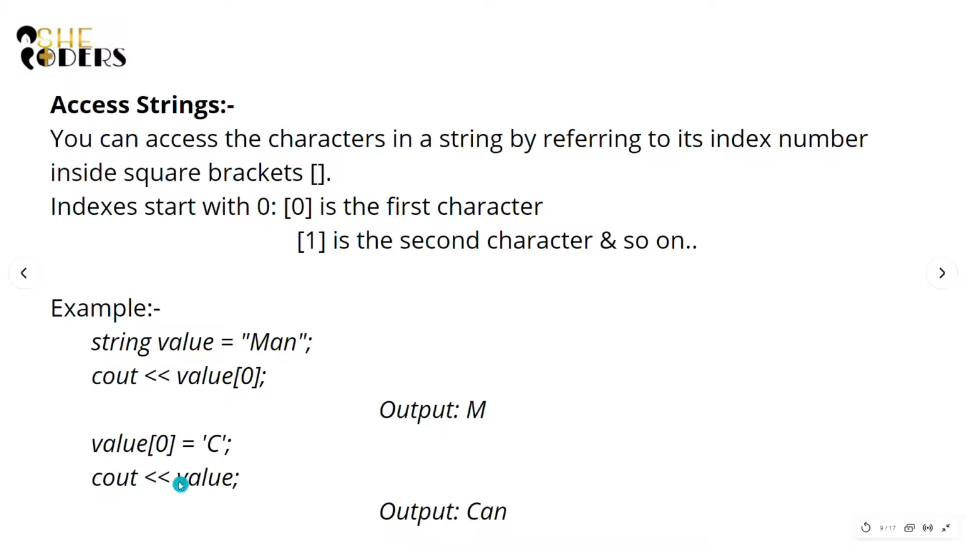Also, whenever we want to change the value of any character, for example here you want to write "can", but by mistake you have written "man". So to change the value, you can just write value of 0 equals uppercase C inside single quotes, because it is a single character, and the output will show you.